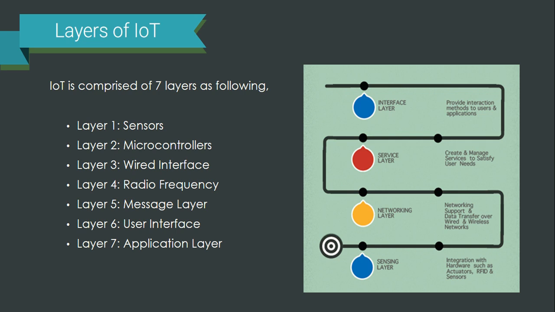There are 7 layers, that's why I said that we can connect it to OSI layers. Layer 1 is all about sensory layers. Layer 2 is for microcontrollers. Layer 3 is for wired interface. Layer 4 is radio frequency layer. Layer 5 is message layer. Layer 6 is user interface layer. And finally, followed by application layer. It's very easy to understand why we need all these layers, but with an example.